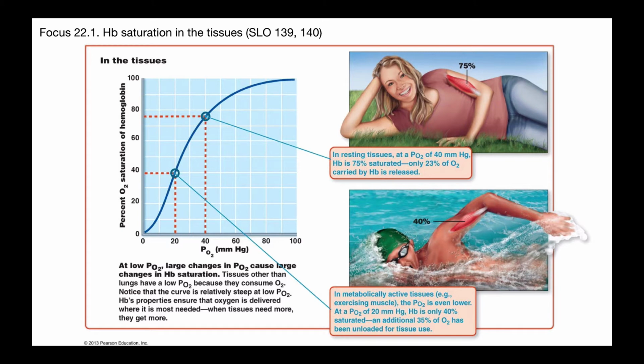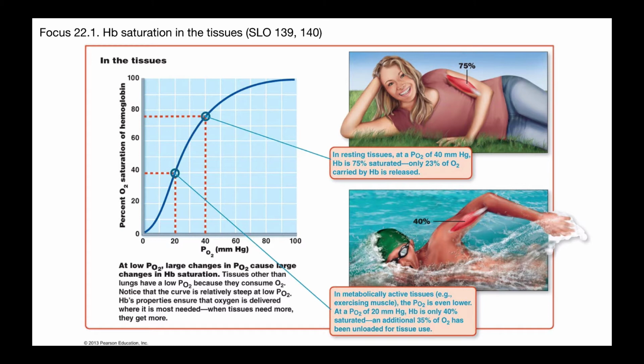at those resting tissues. So for your average molecule of hemoglobin, it's going to leave that capillary still with about 3 molecules of oxygen on it, because the demand for the oxygen isn't that great.